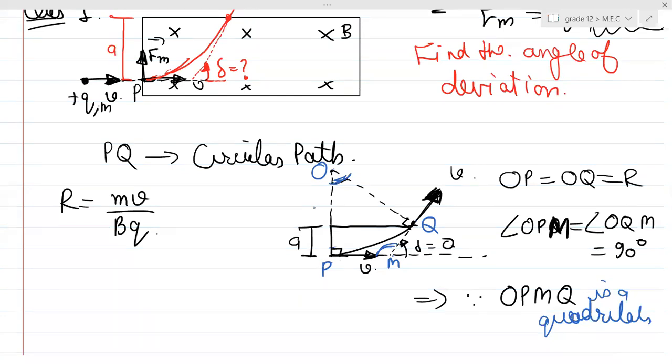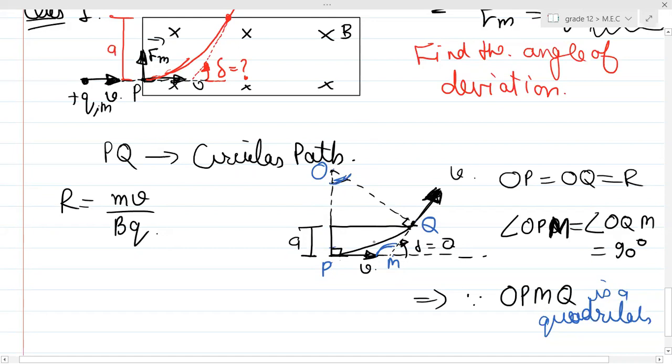Math students I can expect. Bio students, do you know this much? Whenever you have a quadrilateral, the sum of all the interior angles of the quadrilateral is 360 degrees, right? So out of that 360 degrees, this is 90, this is 90. So how much is remaining? 180, right? So the sum of angle POQ and PMQ is basically 180 degrees.